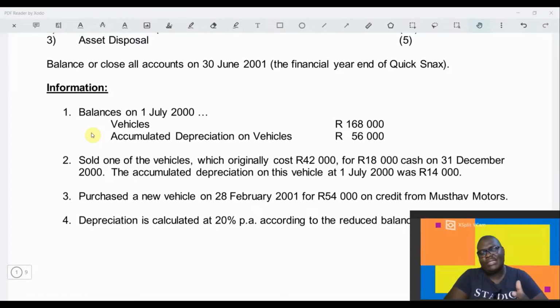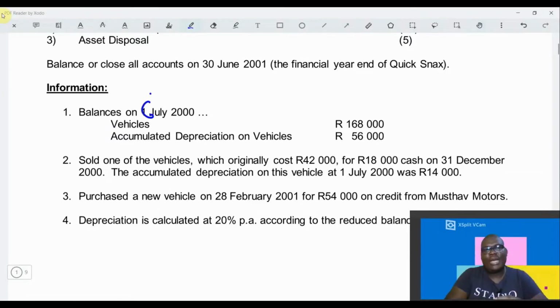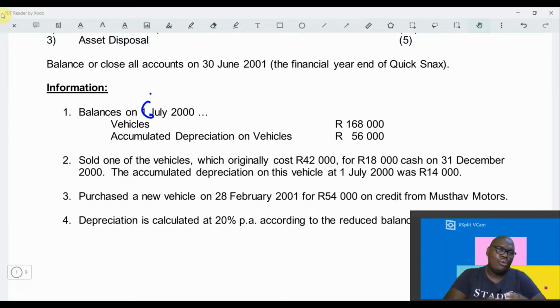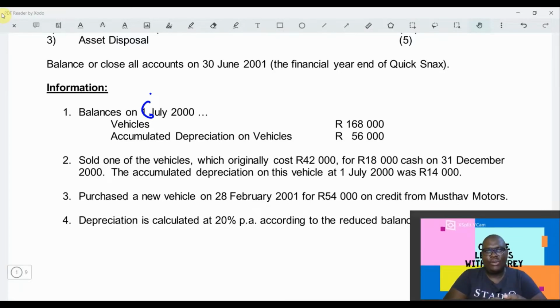We are given the opening balances for accumulated depreciation as well as the vehicles. Why am I saying that these are the opening balances? It is because they are saying that on this date, 1 July 2001, it gives me an idea that this is at the beginning of the year. So you must also be able to establish your financial period, be able to know when the financial period of that particular company starts.